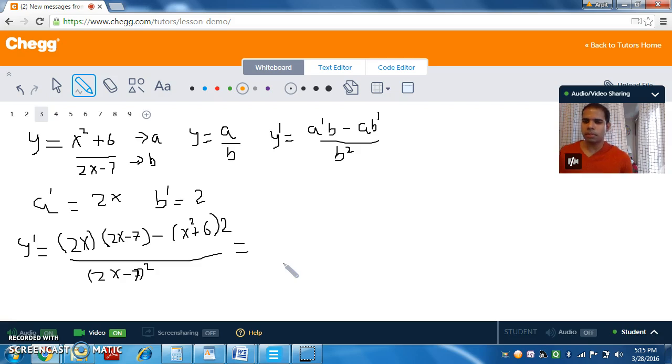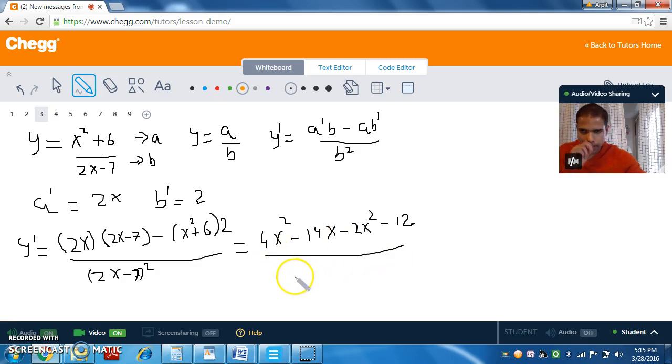We just need to simplify this a little more using simple algebra. We can distribute 2x to 2x minus 7 and 2 to x squared plus 6 in the numerator and simplify this. So this becomes 4x squared minus 14x minus 2x squared minus 12, divided by 2x minus 7 squared.